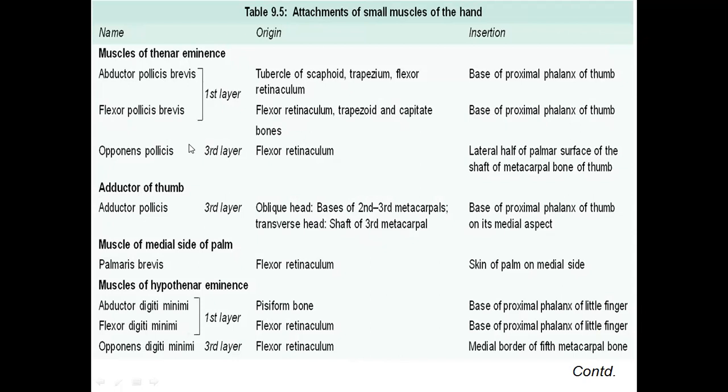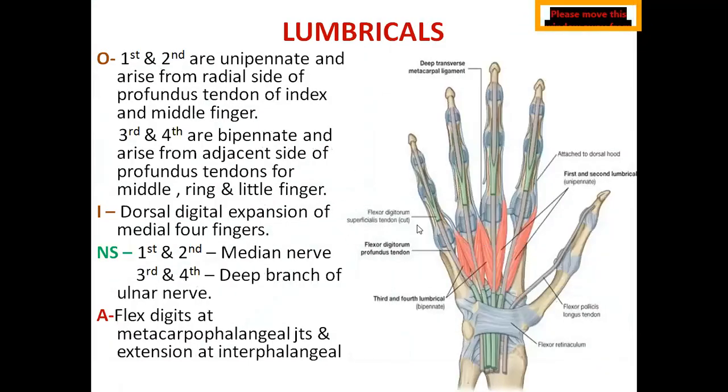Okay. Thenar eminence, what are the various muscles you have? Origin is shown, insertion is given, isn't it? Then muscles of thenar, then adductor pollicis we have, on the medial side we have palmaris brevis, and this hypothenar eminence, again abductor digiti minimi, flexor digiti minimi, opponens digiti minimi.